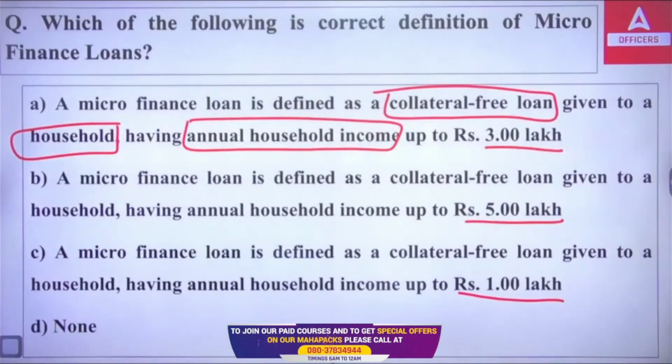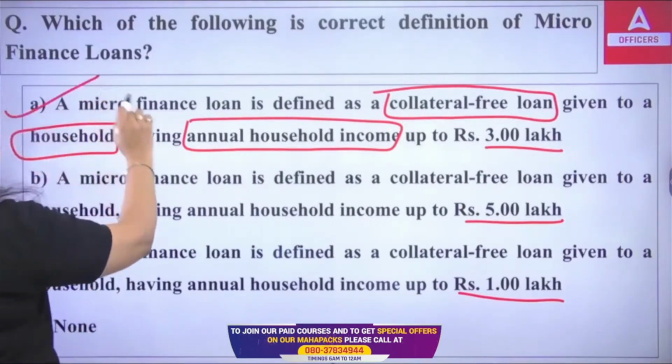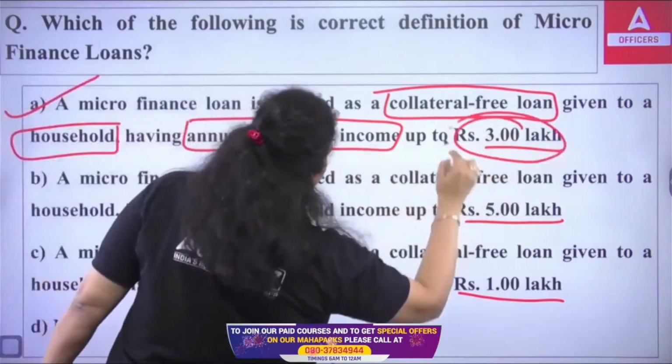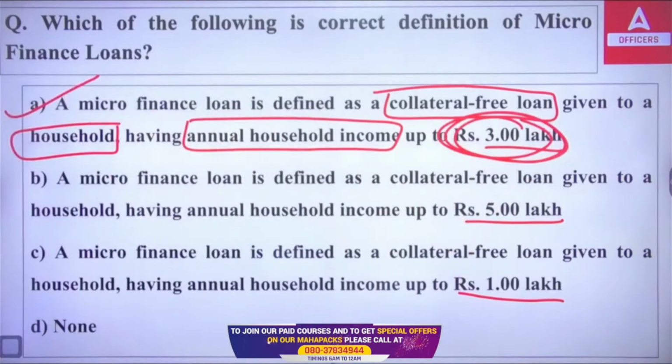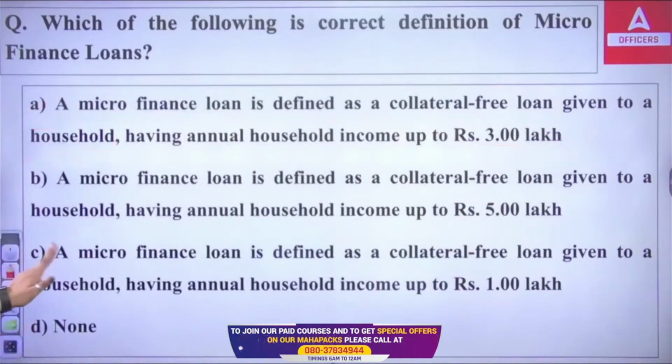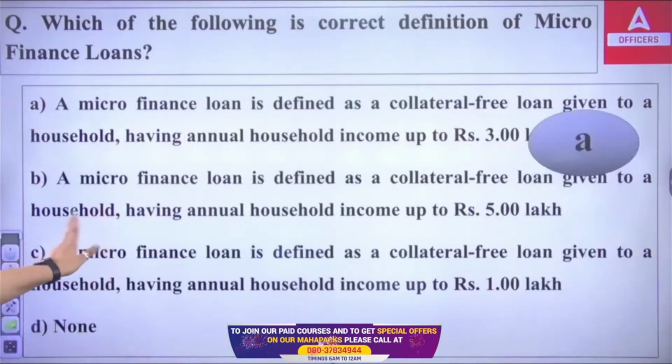A, B, C or D? So the right answer here will be option A. Up to 3 lakh annual household income, then the microfinance loan will be provided to them. Okay, so the right answer is option A.